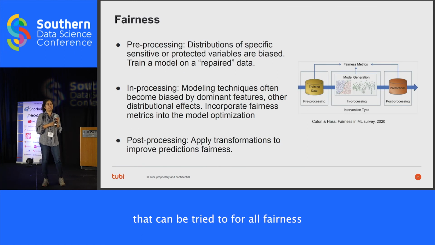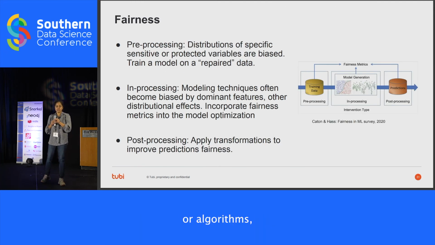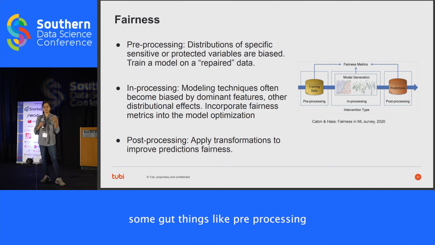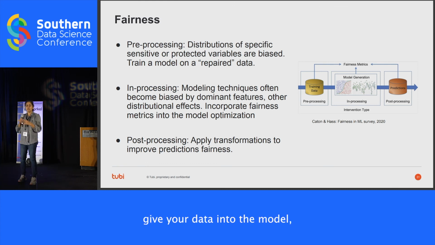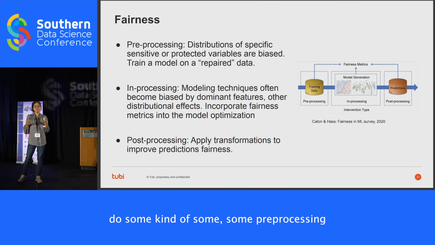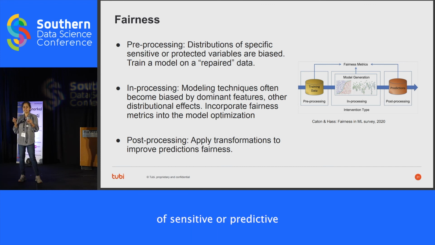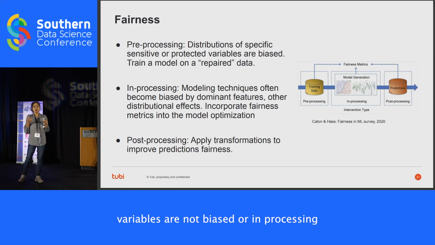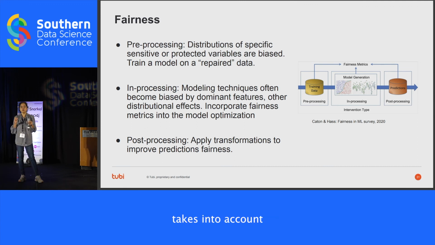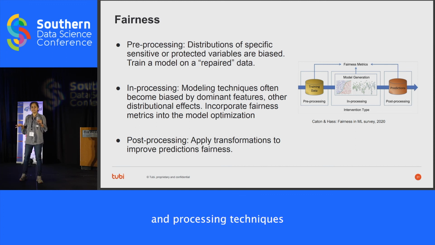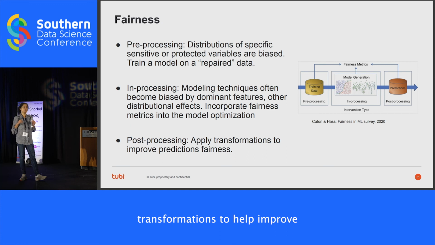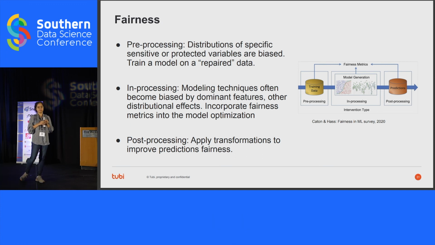There are a couple of things that can be tried for fairness in algorithms. Things like pre-processing, in which before you actually give your data into the model, you do some pre-processing to make sure that the distribution of sensitive or protected variables are not biased. Or in-processing, in which the model itself takes into account some kind of a fairness objective, so that the model can yield a fairer algorithm. And post-processing techniques, in which you apply transformations to help improve the prediction's fairness.